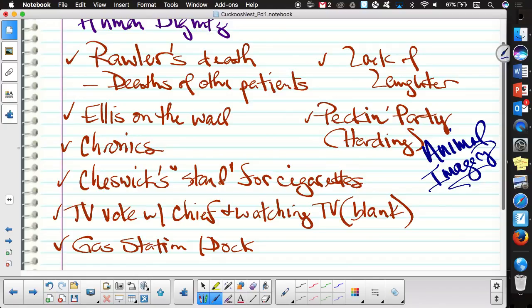What about laughter? Since it's something that is not there, is not there, is not there, gets mentioned, it's not there, all of a sudden it does appear. Fishing trip. Yeah, it could go with motif.